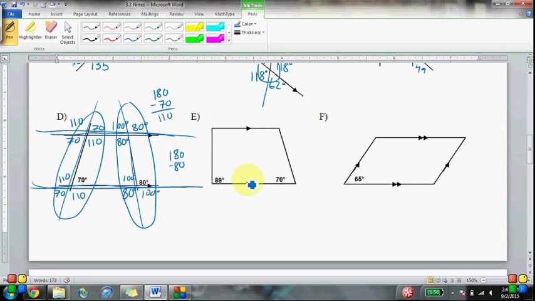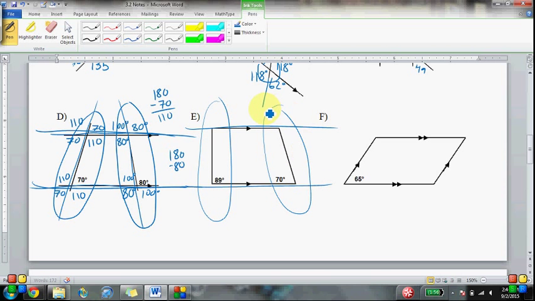Same thing on this diagram right here. These are my parallel lines now. So these angles go together and these angles go together. So if these are my parallel lines and this is a transversal, this angle and this angle would be considered same side interior angles because they're on the same side of the transversal and they are inside the two parallel lines. So remember that saying, same side sup.